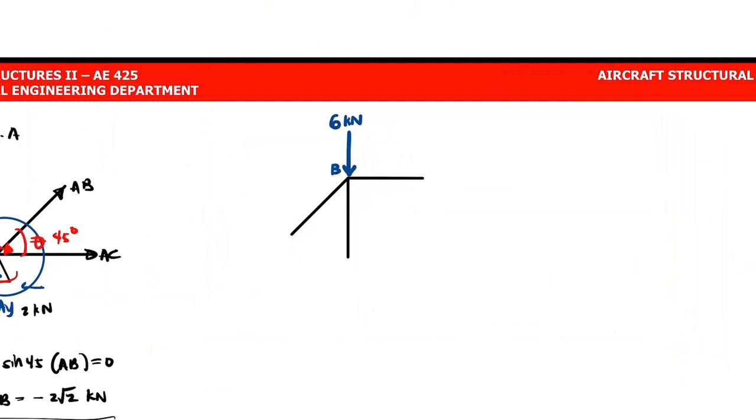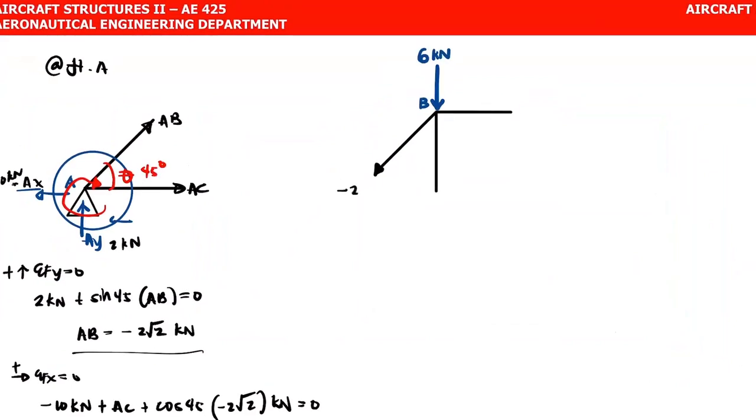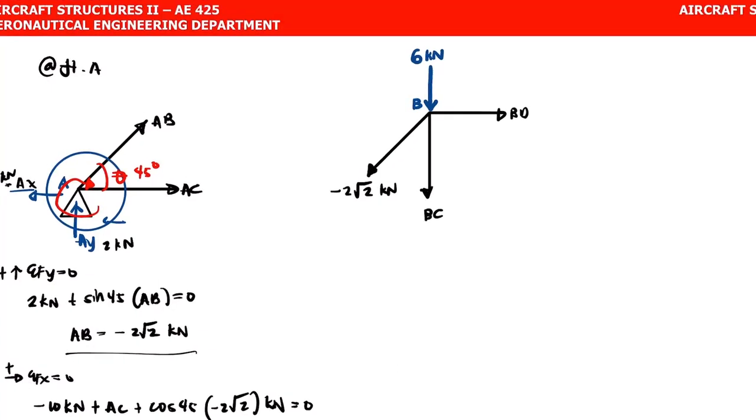Okay. So meron tayong mga elements na AB pa rin. So yung AB natin, meron tayong value negative 2 square root of 2 kilonewton. Okay guys, makikita nyo, tension lang ginagamit ko. So BC, element BC, and element BD. Okay? So kung 45 yung angle natin, therefore, this one is 45 degrees din. Okay? So sulat na lang natin na 45 degrees.